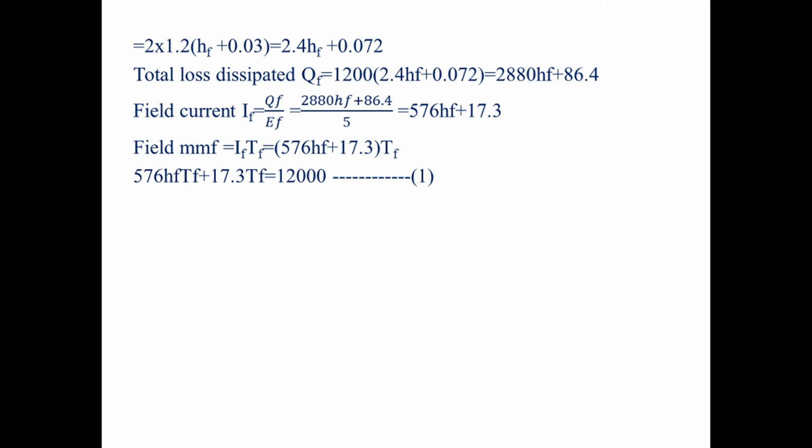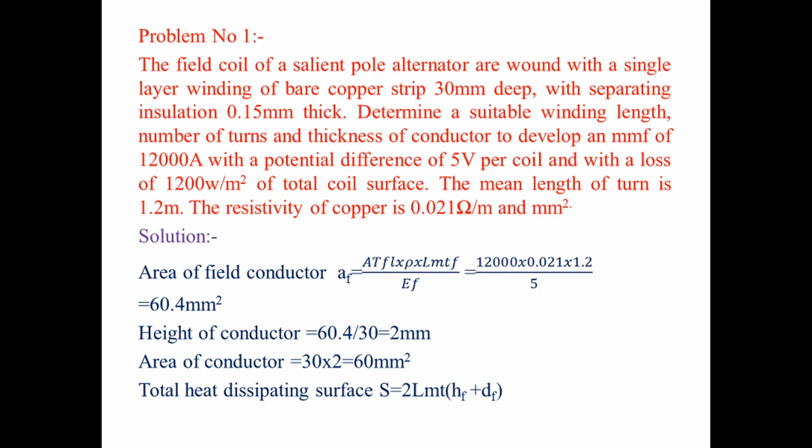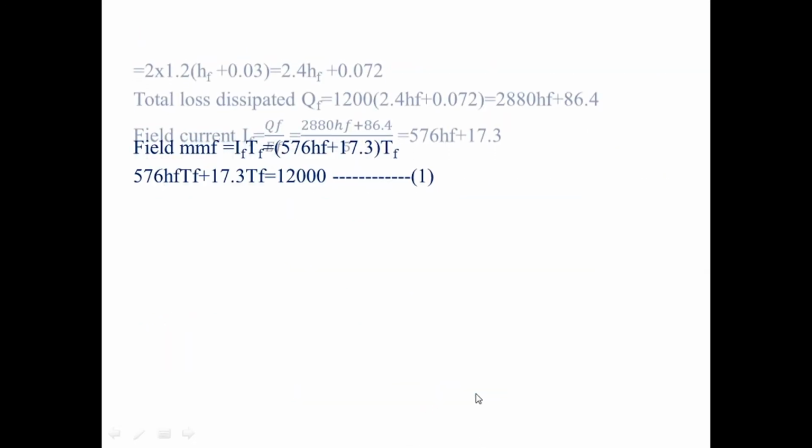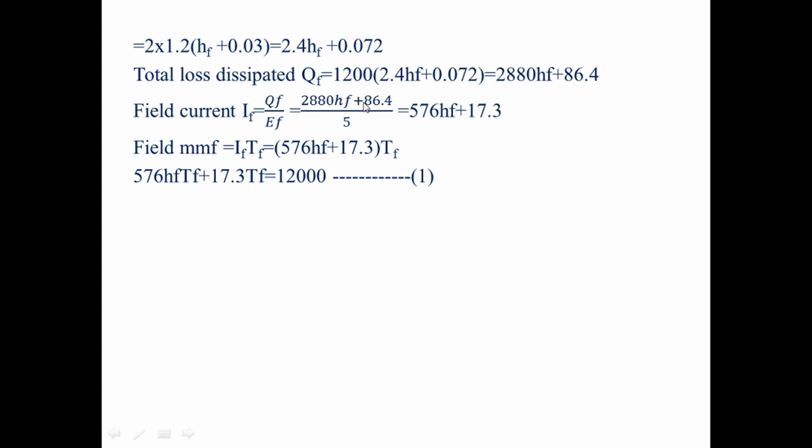So the total loss dissipated QF is given by 1200. It is given in the statement of the problem. What is the equation of QF? QF is nothing but IF square into RF, correct. So the total loss dissipated QF is given by 1200 into the total heat dissipating surface, which is 2 into LMT into HF plus DF. Based on that, QF is equal to 1200 into 2.4 HF plus 0.072, so you will get 2880 HF plus 86.4.